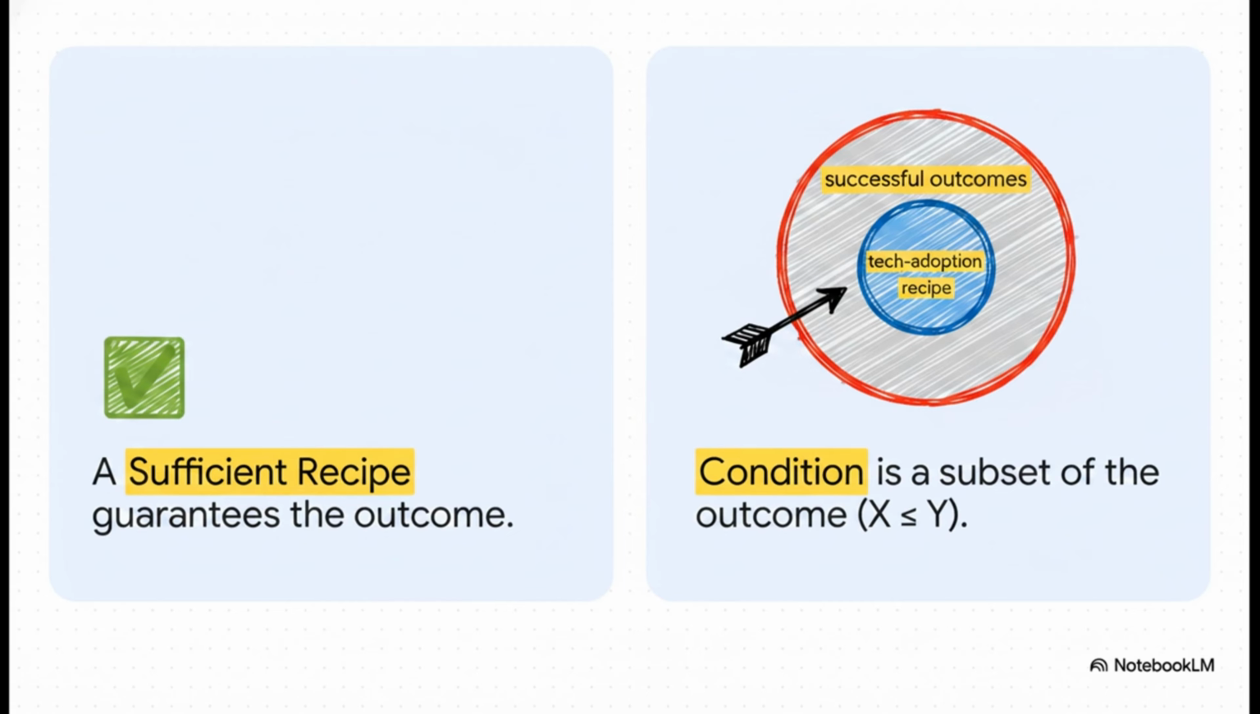If we draw that Venn diagram again, the circle representing your specific tech adoption recipe is now completely swallowed up inside the larger circle representing successful outcomes. Any case that falls into that recipe circle automatically, without fail, falls into the success circle.